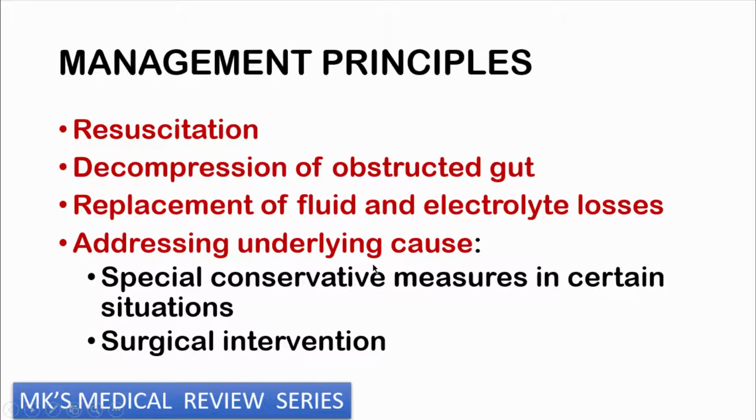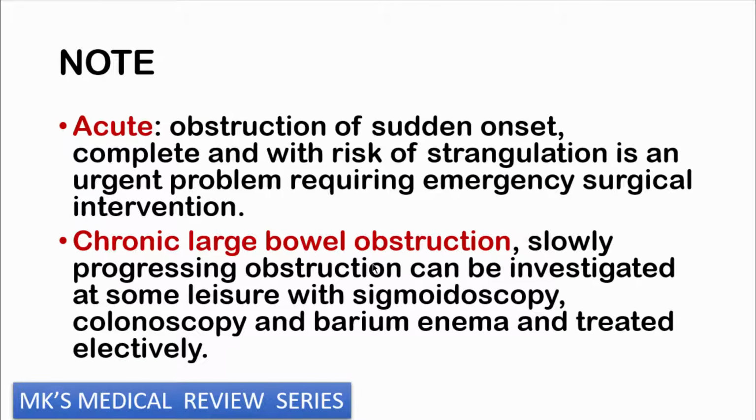In some cases, we may do conservative measures to manage intestinal obstruction. In some cases, there may be surgical interventions. So you have to take note that you may have acute obstructions. You may also have chronic large bowel obstruction. With acute obstruction, this is where the obstruction is sudden and complete, and there's a very high risk of strangulation. So it means that this is an urgent problem and it requires urgent intervention.